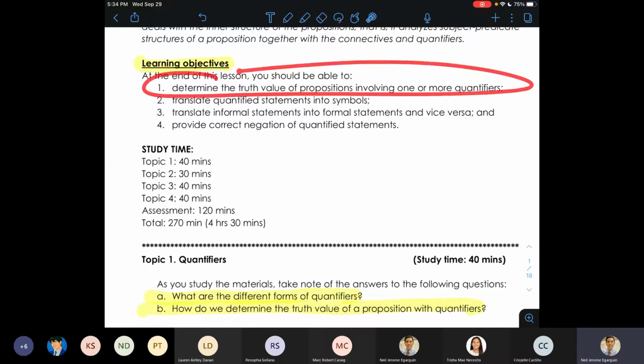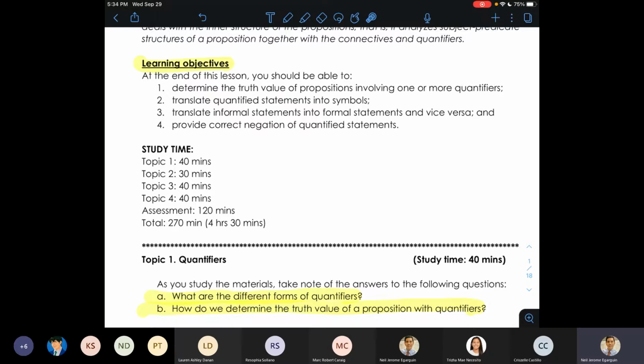Number 1 is to determine the truth value of propositions involving one or more quantifiers, and then translate quantified statements into symbols, translate informal statements into formal statements and vice versa, and provide the correct negation of quantified statements. So hopefully today we'll tackle the first 3 learning objectives. And then let's have the other one on Friday.